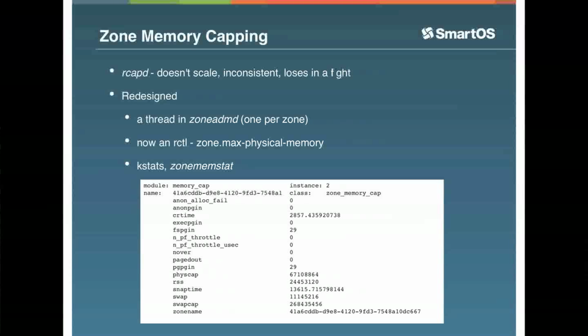And then monitoring all that is now just done through kstats, so it's much more consistent with the rest of the system. You can see here in this example the physical cap, what the value is set to. That would be what your resource control is, and then RSS is showing you what your current resident set is. So we've got like 67 meg as the cap, and we're really only using like 24 meg there. And then we built a simple CLI that just consumes those kstats and shows you what's going on with your memory capping.